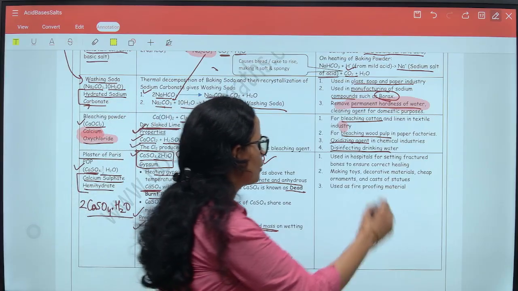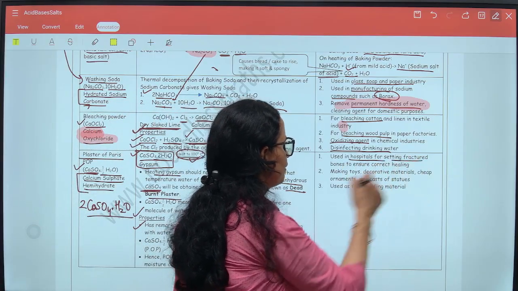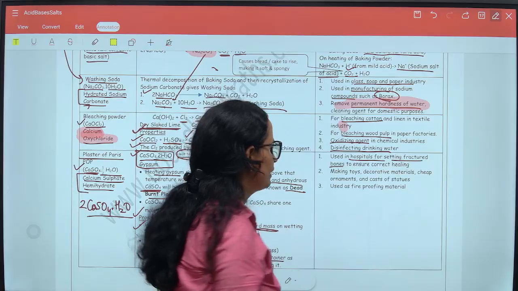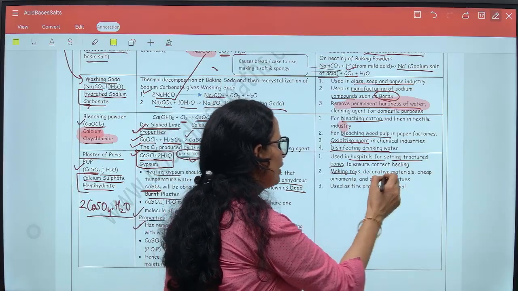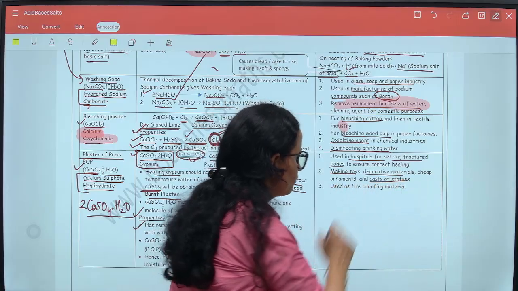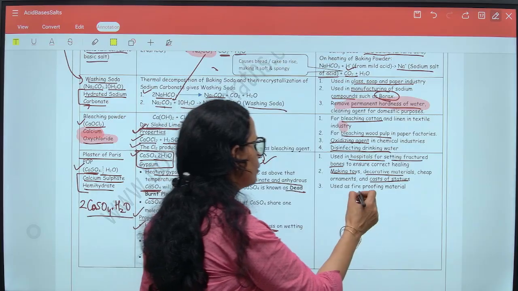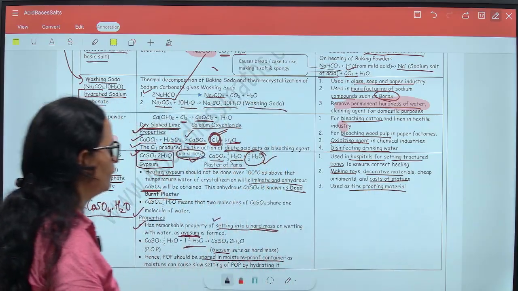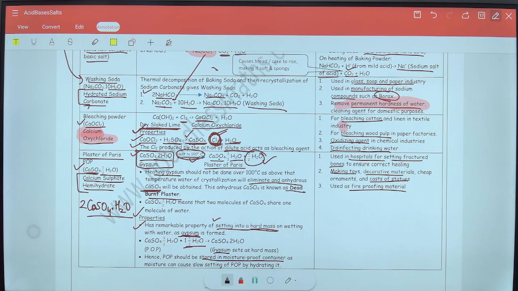So what are the uses of POP? It is used in hospitals for setting fractured bones to ensure correct healing. It is used in making toys, decorative materials, cheap ornaments and casts of statues. And it is also used as fireproofing material. Right, so that's it about all the salts that are there in your syllabus.